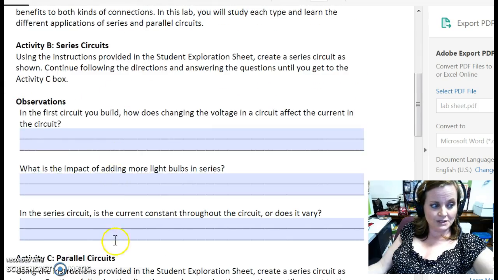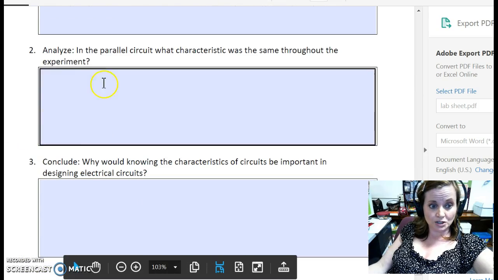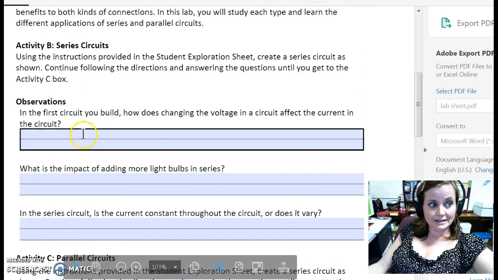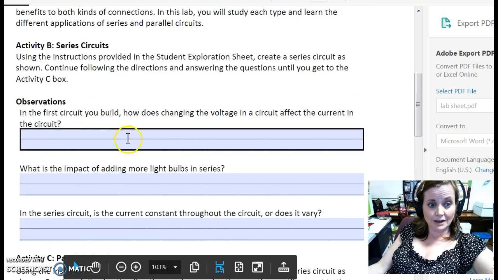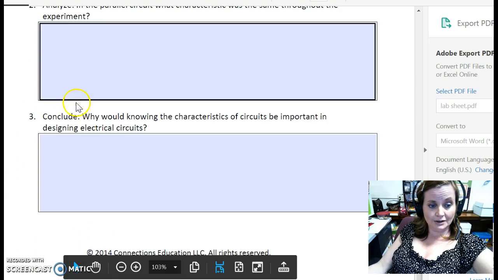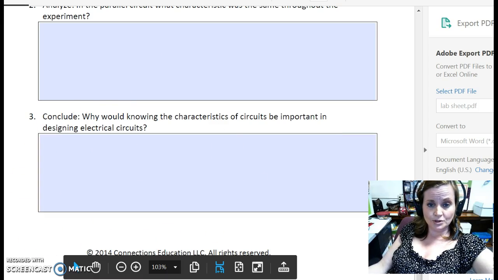So this is just for series circuits, just for parallel circuits, and then conclusion questions, which kind of wraps them both up. I do expect at least a single, if not a couple sentences here, and I expect full paragraphs here, okay? That's all I want, though. If you don't turn the other sheet into me, I'll send it back, okay?